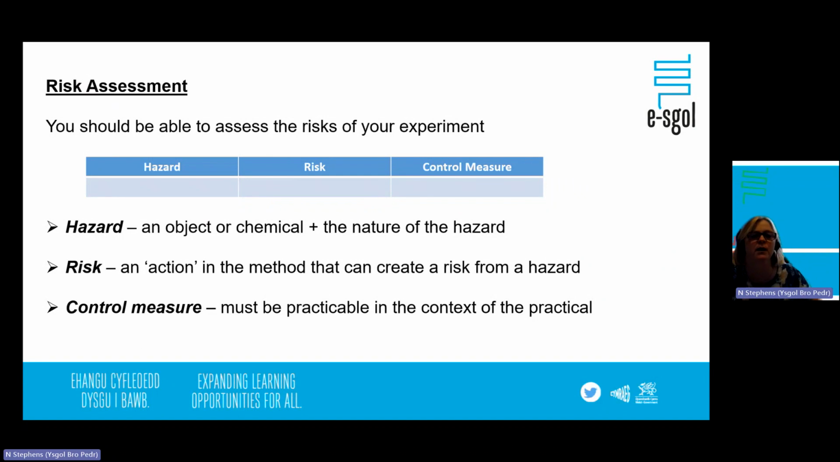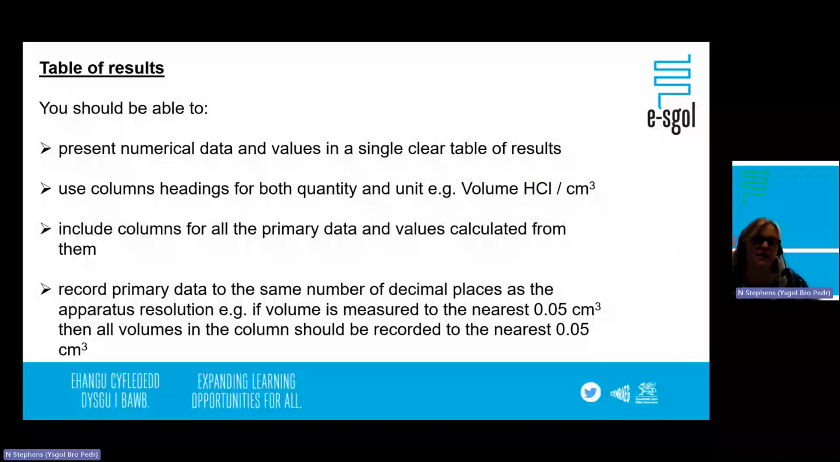Table of results: of course, don't forget to present numerical data in a single clear table of results. Your column headings should be the only place where you see your units. I don't mean to go over things that you may already know and be familiar with. It's just important that these little details are there, because these are the differences between gaining a mark or not gaining a mark within that first paper you'll sit, which is the practical element itself. So in columns, don't forget that you need a column for all the primary data.